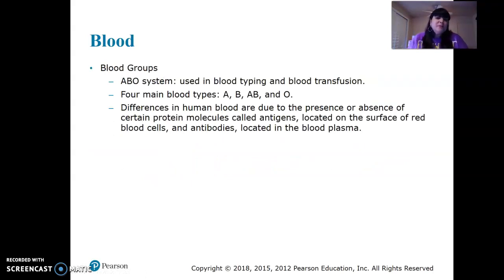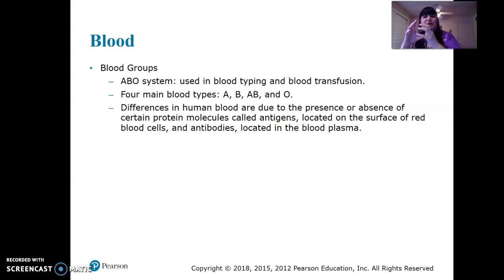Now, people have different blood types, A, B, AB, and O, okay? It's all determined by genetics, okay? And what's the difference between A, B, AB, and O? It's a protein that's found on the surface of the red blood cell.